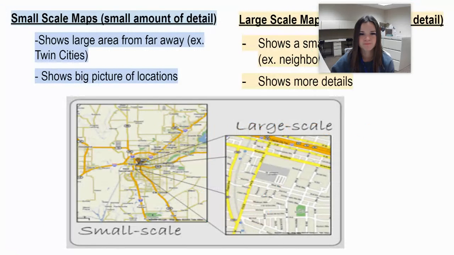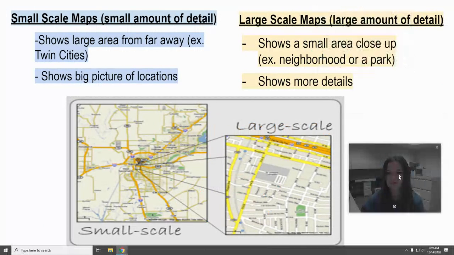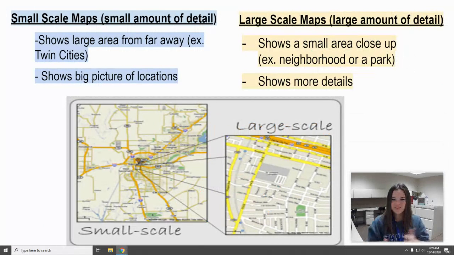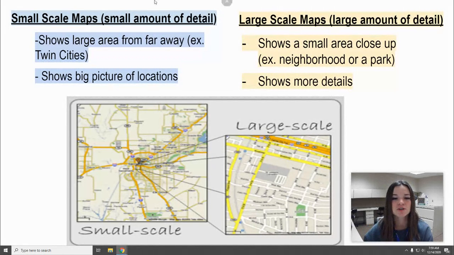All right, almost done. A lot of information today, but small scale and large scale maps. I want you to look over here in blue. Small scale maps show a small amount of detail. It shows large areas from far away. Example, like the Twin Cities. It shows the big picture of location. It's like when you're on Google Maps and you scroll way out. So that is an image of a small scale map.